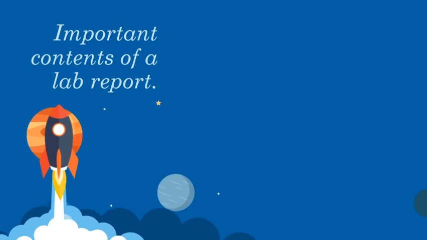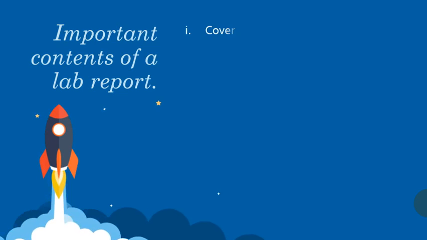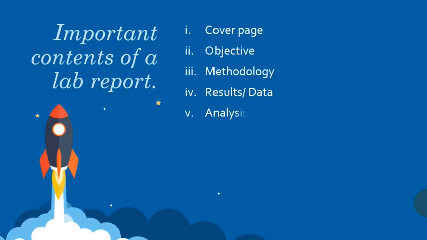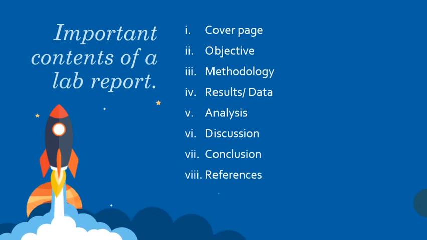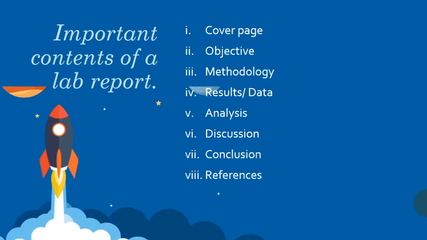So the important contents of a lab report are: it must include cover page, objective, methodology, results and data, analysis, discussion, conclusion, and lastly, references.